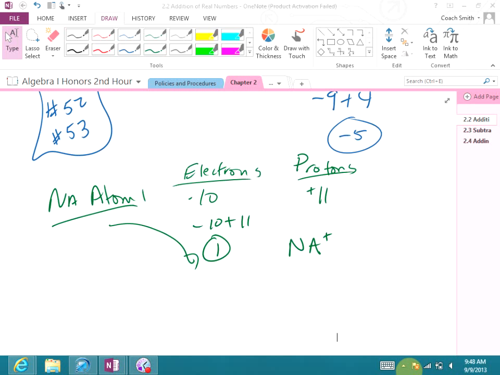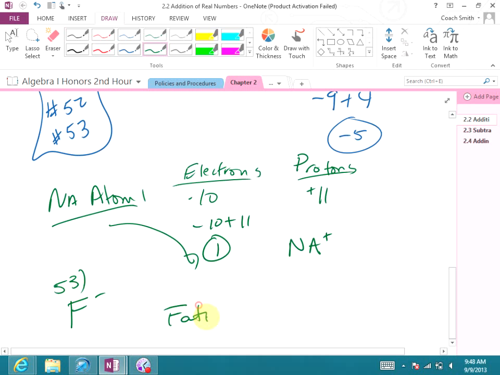Electrons are negative, protons are positive. So which one of those is going to be a positive? Or which atom has a symbol of F negative? F atom 2. Okay? So they're looking for this F negative in problem number 53. Okay? And so when you take F atom 2, you have 10 electrons and 9 protons.